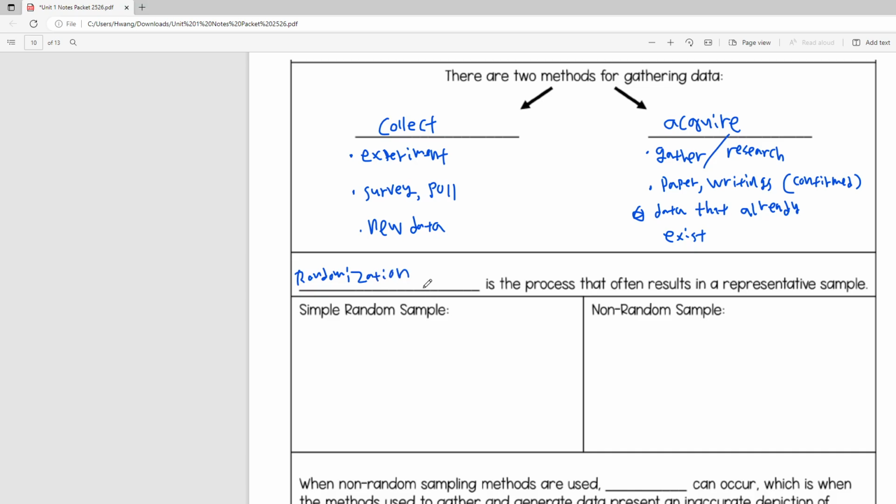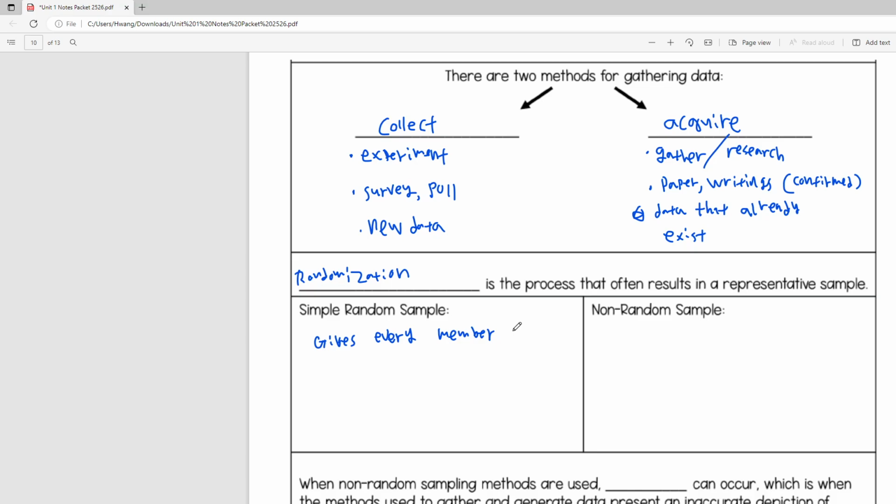By definition, randomization is the process that often results in a representative sample. And a simple random sample is very beneficial because it gives all the population an equal chance to be selected. That gives us a fair amount of honesty in the data. It's not biased, and we're going to go over bias later.